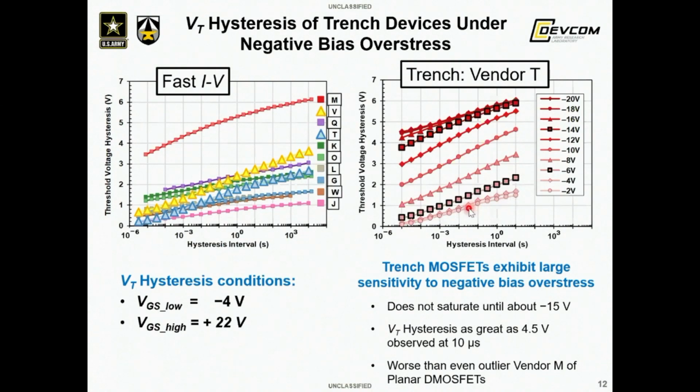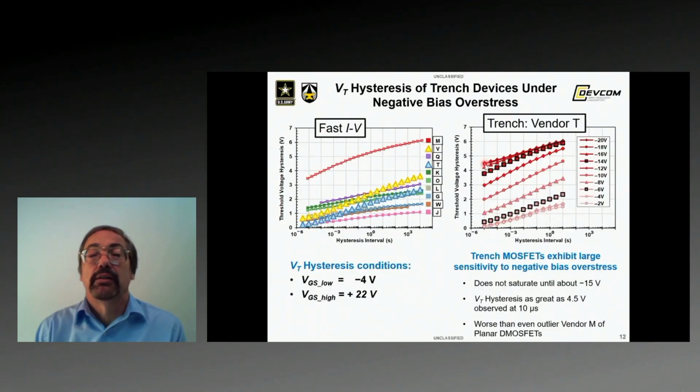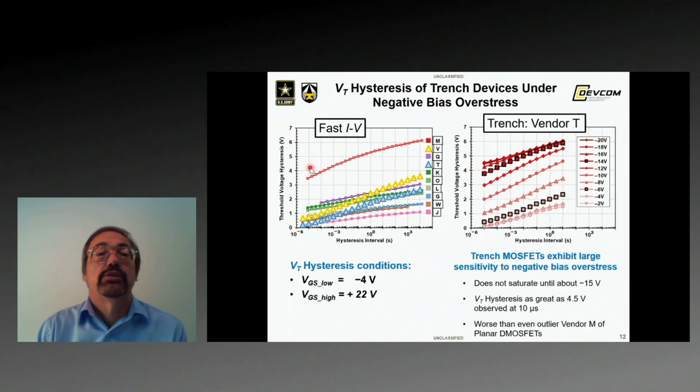But then we also did a series of increasing negative biases, and we noticed that, so I'm plotting here from -6 to -14, there's a large increase in the magnitude of the VT hysteresis. And the effect doesn't saturate until we get about -15 volts. And at 10 microseconds at saturation, the VT hysteresis for the trench device is as great as 4.5 volts at 10 microseconds, which is larger than the VT hysteresis for the outlier planar device shown previously.